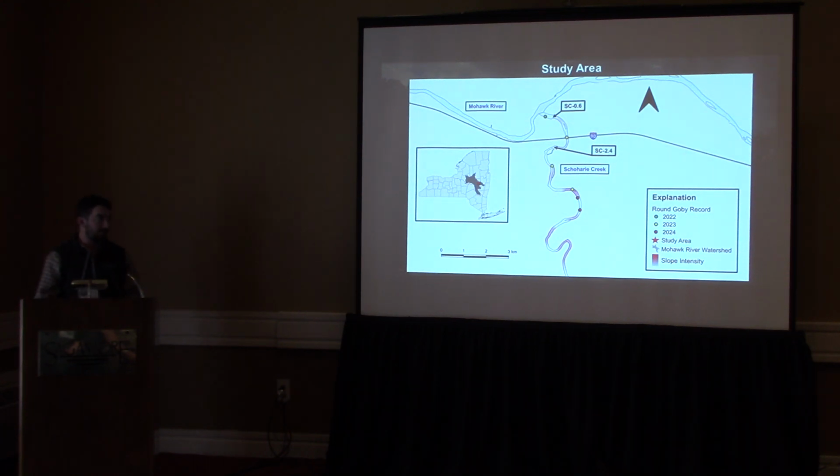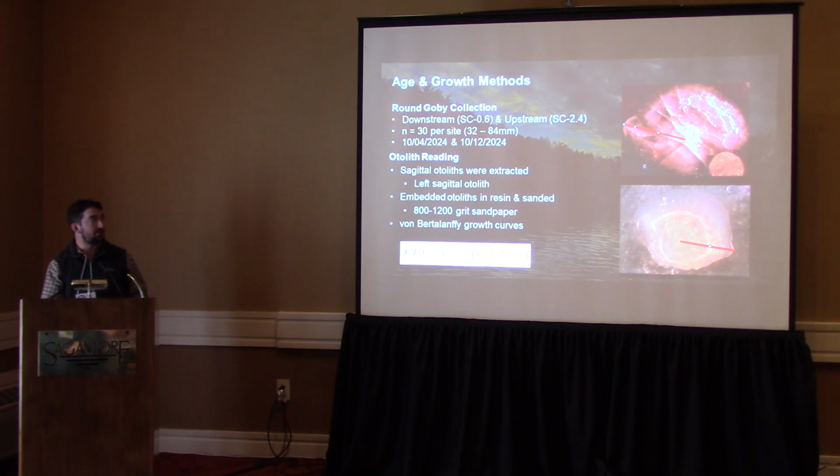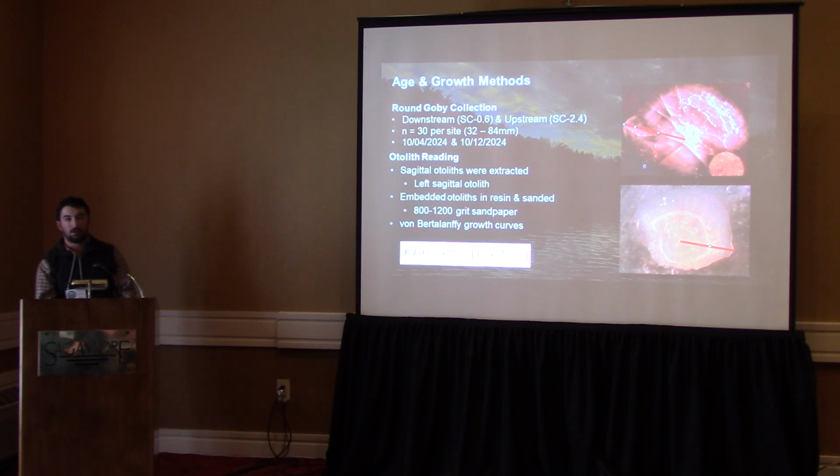There was a lot of sampling effort that went on upstream to see if we could collect a standardized sample or population to get enough numbers for this gut content analysis. But we figured that SC 2.4 was about the farthest we could go to get the same number and the same data collected as at the downstream site. We used 30 per site. They were between about 32 to 84 millimeters, and this was all in the first couple weeks of October.